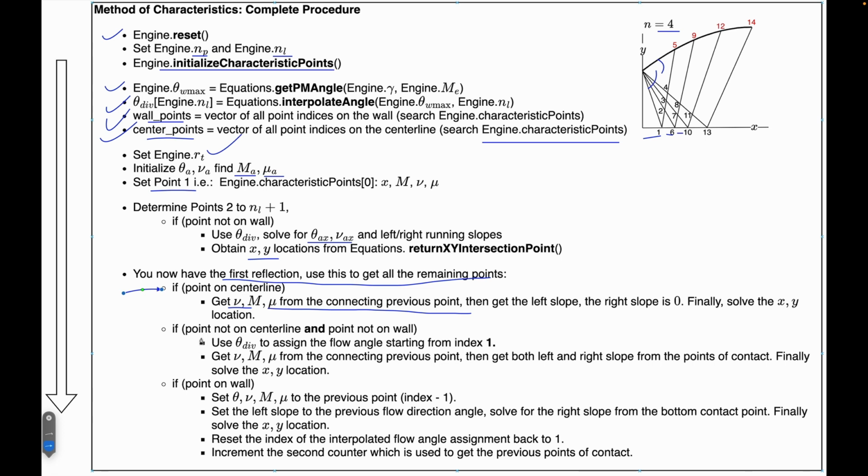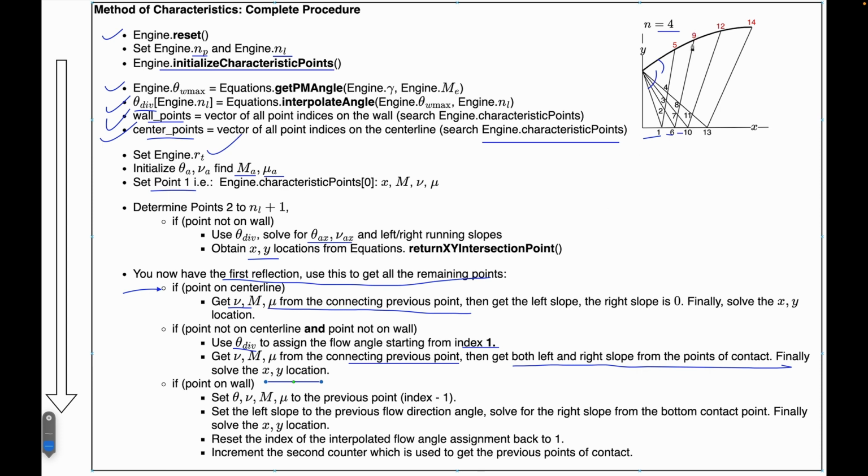If it is not on the center line and not on the wall, so here points 7 and 8, you get the division angle by interpolation. You start off at index 1, okay, but not 0 because the angle here is 0, but the angle here is not 0. It's from the first element of this array here. You get that, you get the new Mach and the angle from the previous point. You then get both the left and the right slope from the points of contact. So when I say points of contact, I mean for point 7, it'll be 3 and 6. For point 8, it'll be 4 and 7, okay? With these two, their slopes, and you already know what their xy locations are because you solved for them before, you can get the new xy location of points 7 and 8.